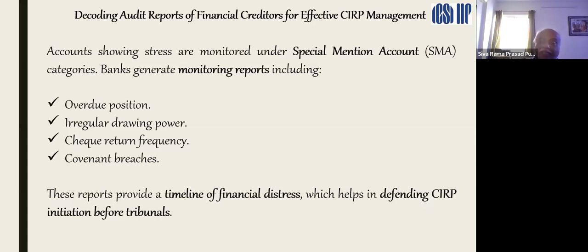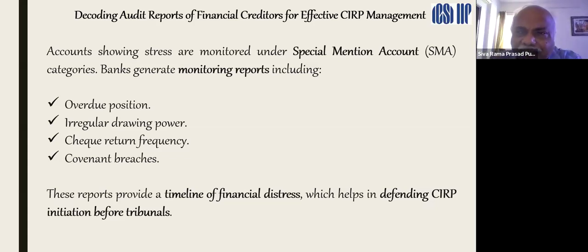These reports provide a timeline of financial distress with the help of defending CIRP initiation before tribunals. So, this type of reports are also useful for defending the CIRP initiation before the tribunals. This is also a report that is called ASM or Special Mention Account.